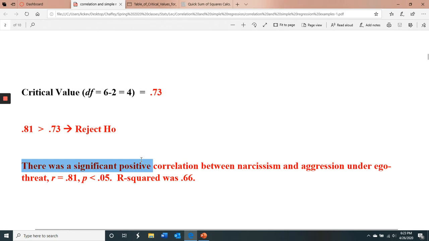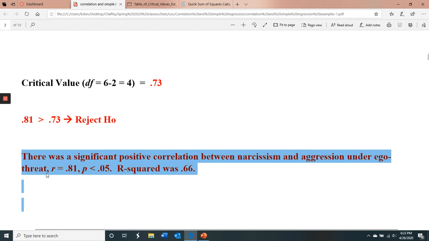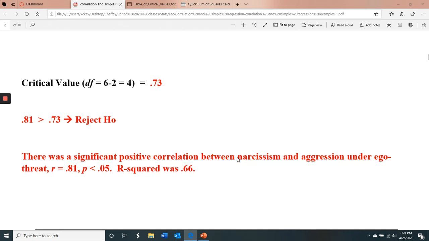There was a significant positive correlation between narcissism and aggression under ego threat, because we rejected the H0. So that little sentence answers: one, is it significant or not? Two, if it's significant, what direction, positive or negative? Make sure you say what the variables are.